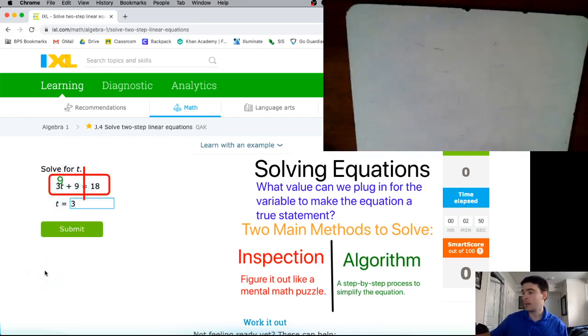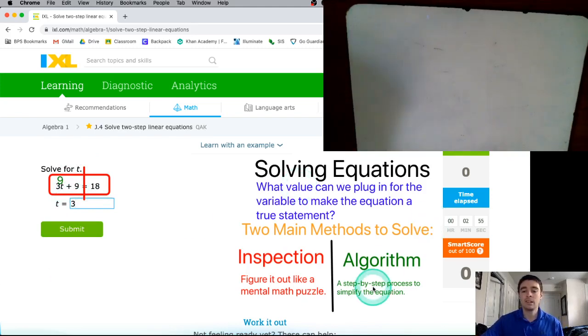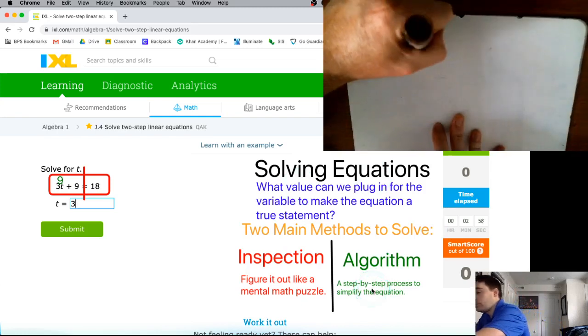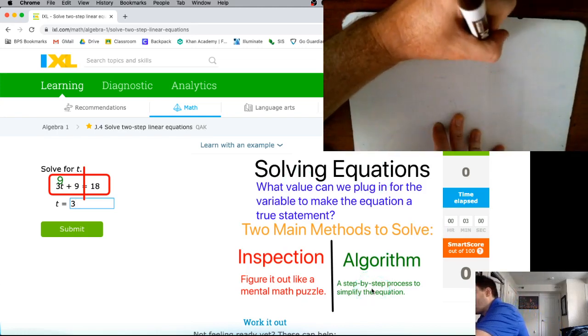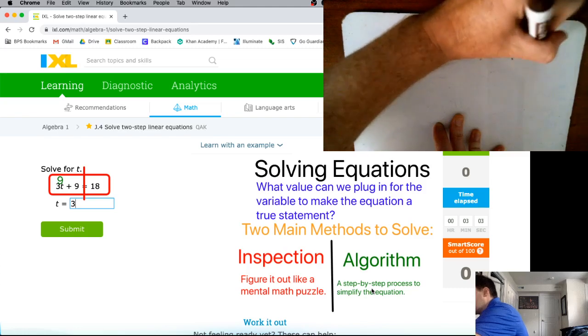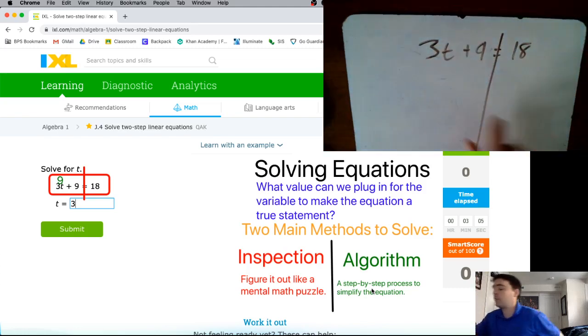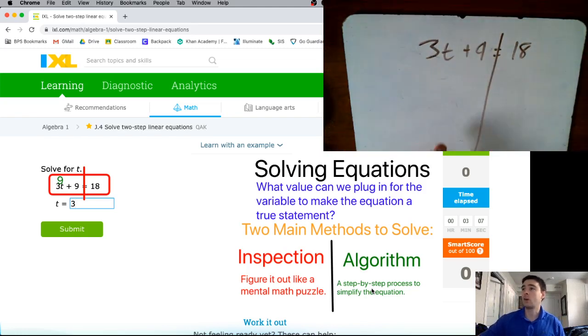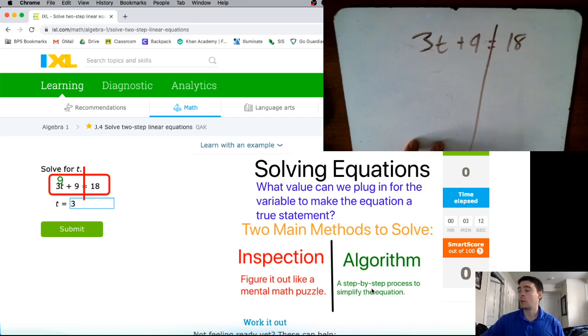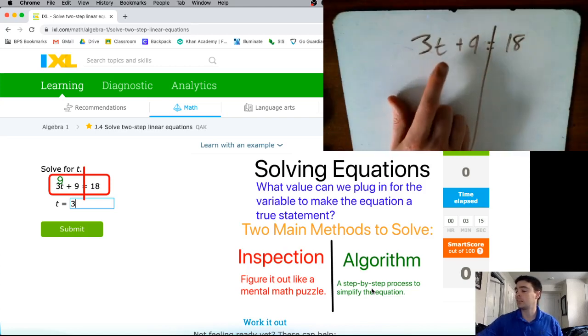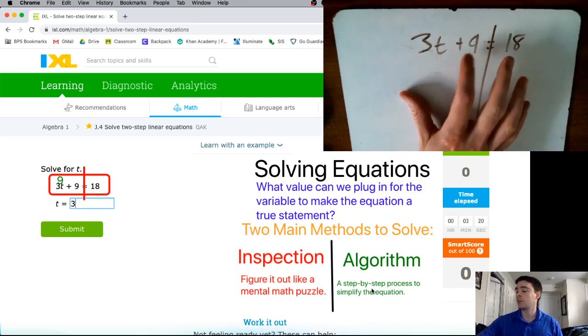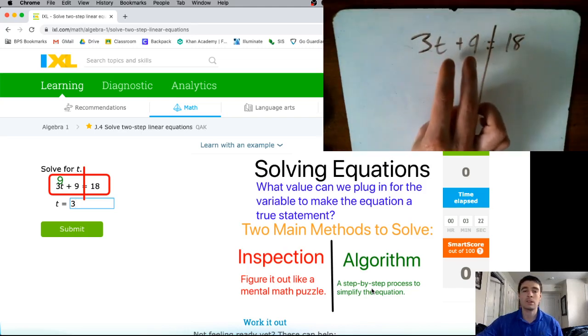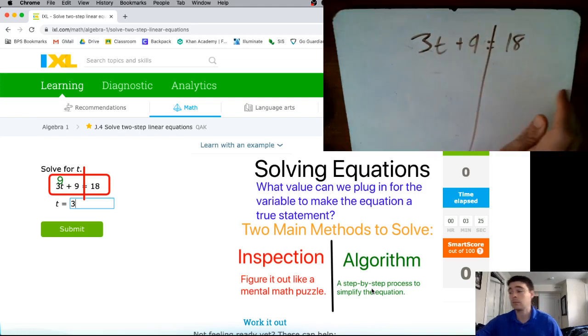I'm going to show you that now with the algorithm, the step-by-step process, by writing this equation out and simplifying that equation. When we say simplify, our goal really is to get the equation so simple that the variable, in this case t, is all by itself on one side of the equation and just equal to a number. So my goal is, where is the t located? In this case, the t is in the left expression. It's part of this 3t term. So I want to get rid of any other term on the left expression. In this case, I want to get rid of the positive 9.